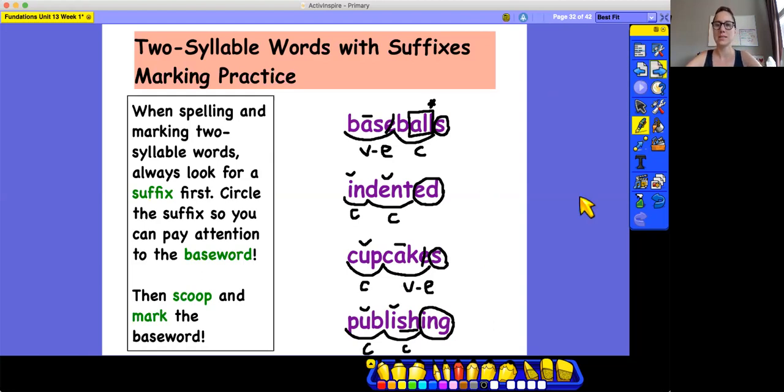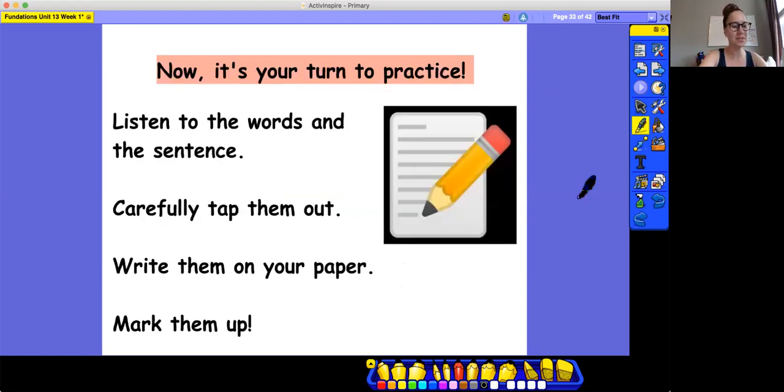All right, now it's your turn. So make sure you go ahead and grab your paper or pencil, whiteboard and marker, whatever you're going to use to write. You're going to listen to the words in the sentence carefully. Make sure you carefully tap anything out that you can. Write it on your paper and then go back and mark it up. Today we have 3 trick words, 3 unit words, and then 1 sentence. If I'm going too fast, remember you can pause. If you need to hear something again, remember you can rewind.